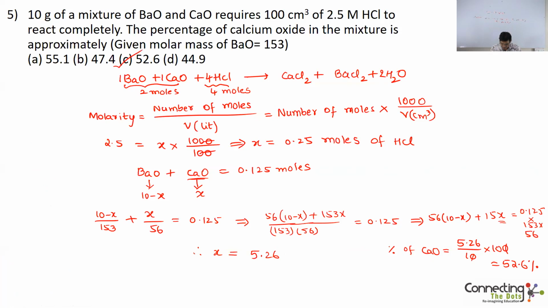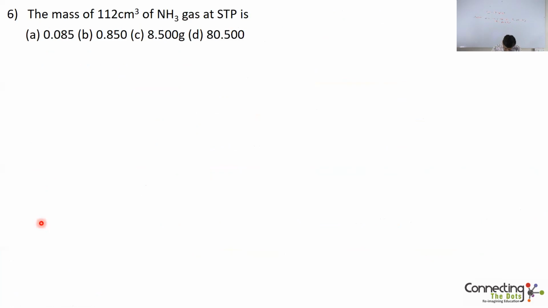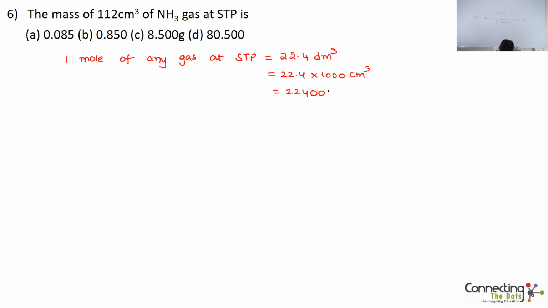Okay, let us look at the next question. The mass of 112 cm³ of ammonia gas at STP is how much? So we should know that 1 mole of any gas at STP will occupy 22.4 dm³, or you can say liters, because 1 dm³ is nothing but 1 liter. If you want to convert this into cm³, it is equivalent to 22.4 multiplied by 1000. So it will be 22400 cm³.